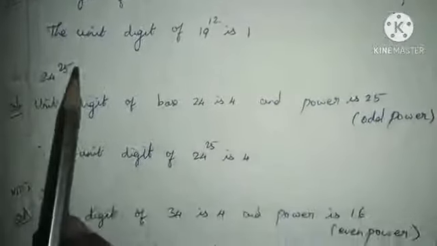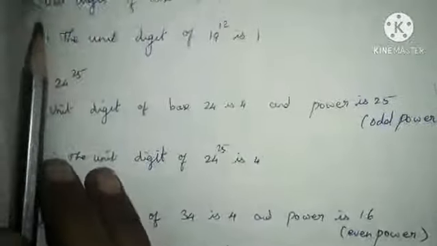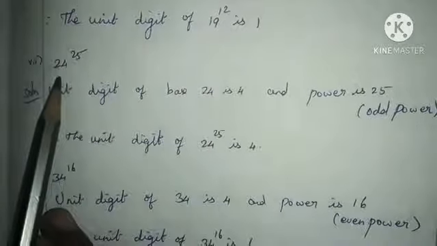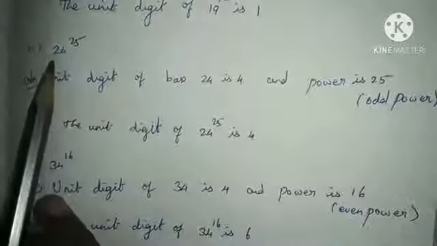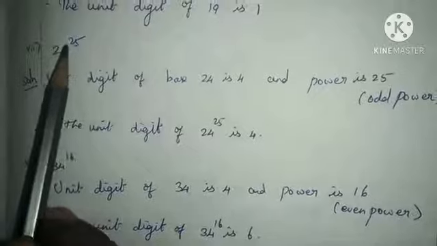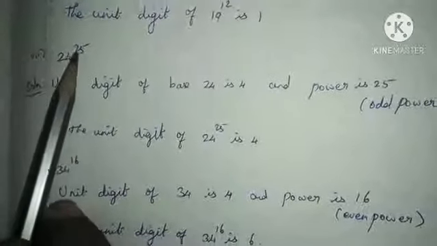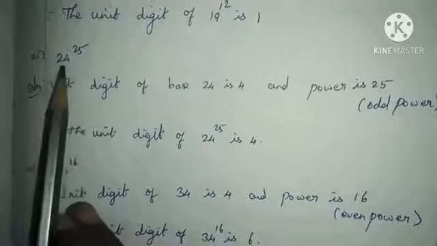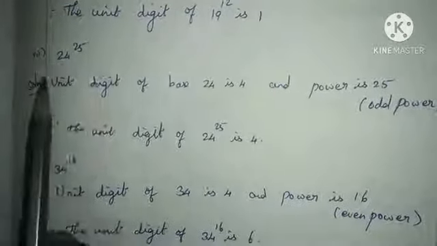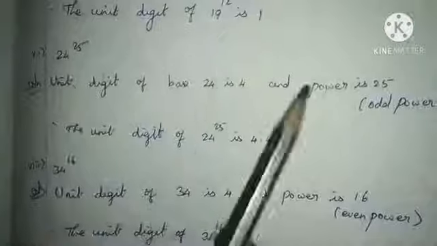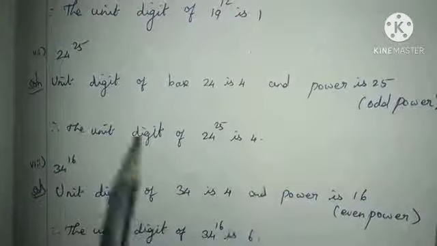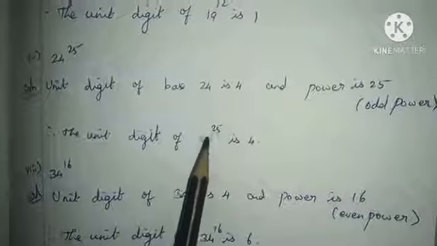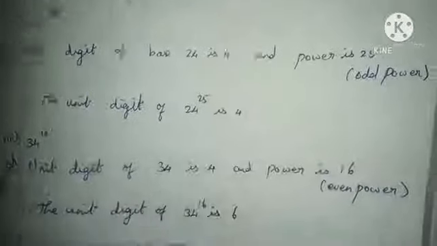24 to the power of 25. In the same way, just like when the unit digit ends with 9, when the unit digit ends with 4, you have to see whether the power is odd or even. If it is odd, the unit digit remains unchanged. If it is even, the unit digit will change to 6. Here the power is given as 25. Therefore, the unit digit remains the same. Therefore, the unit digit of 24 to the power 25 is 4.